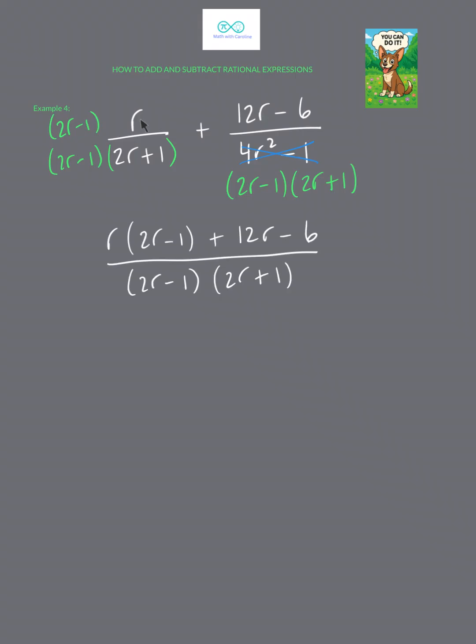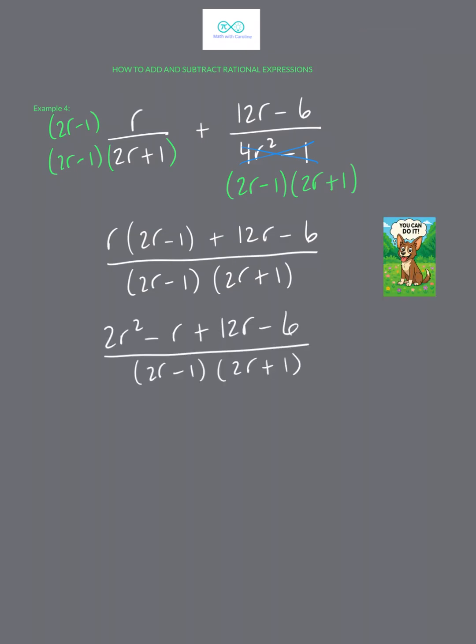So I'll rewrite the r in the front because it just makes it easier to distribute. And since this is a plus, I don't have to worry about distributing a negative, so I don't really need parentheses here. So what's our next step? We're going to distribute our r and then do what? Combine like terms. So let's go ahead and do that. So when we distribute our r, we get 2r squared minus r.